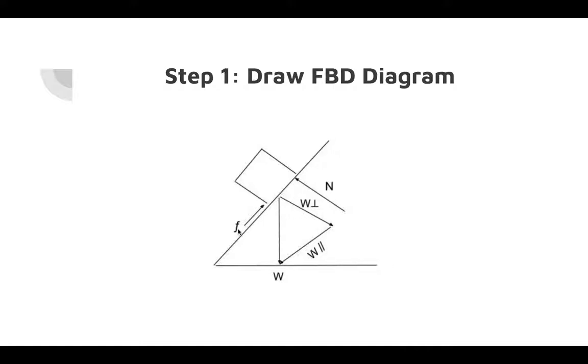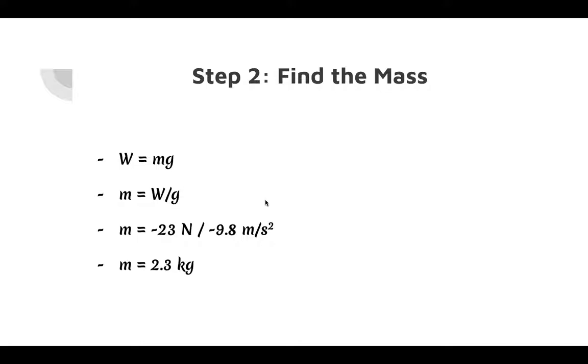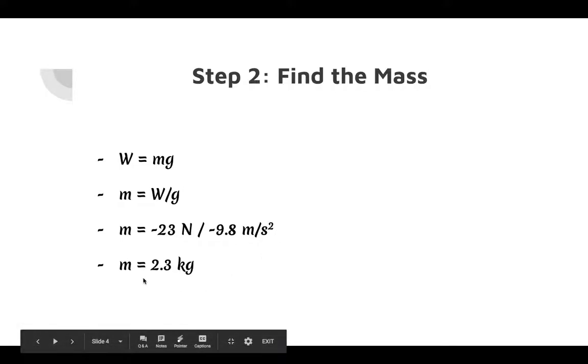And next is the frictional force, which is always opposite of motion. In this case, the object is going downwards, so the frictional force will be going against it, which is in this direction. Next step is to find the mass. The equation to find the mass is weight divided by gravity, and weight is negative 23 newtons, and gravity will always be negative 9.8 meters per second squared, and that will give you a mass of 2.3 kilograms.